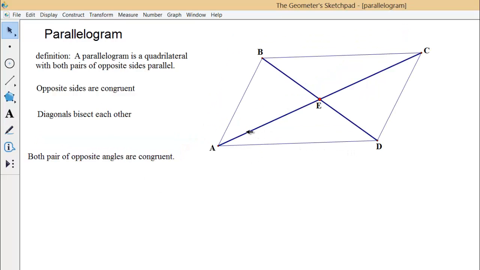And then also keep in mind that this parallelogram can be a rectangle, but doesn't have to be. And it also can be a rhombus, but doesn't have to be. And it can be a square, but doesn't have to be.